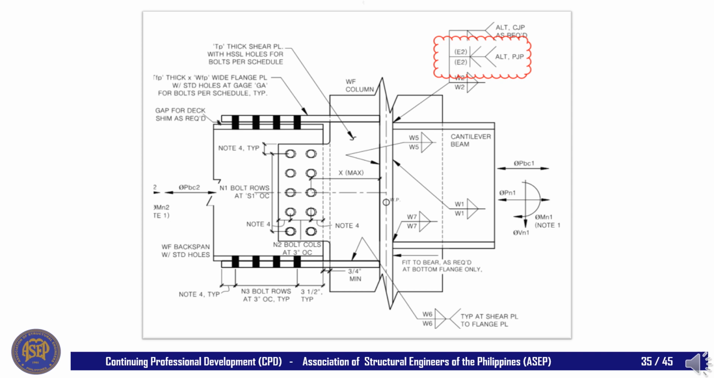Note that E, or the effective throat size, should be shown inside a parenthesis, similar to the red clouded call-out in the image shown. Based on my experience, the most common error in PJP is to omit the effective throat size E from the design drawings.